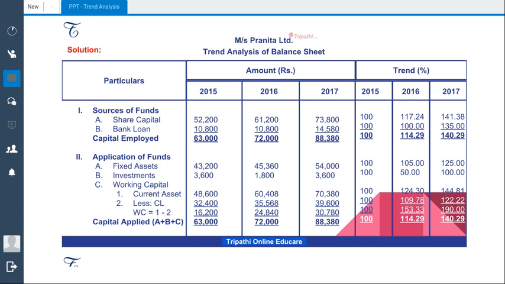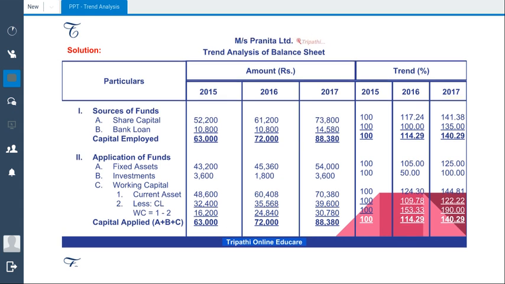This is how you will have to prepare the solution. First, you will write Mrs. Pranita Limited. Below that, you will write trend analysis of balance sheet. You will prepare this many columns: the first one will be the particular column, then the amount column, then the trend column. The amount will be in rupees and the trend will be in percentage.